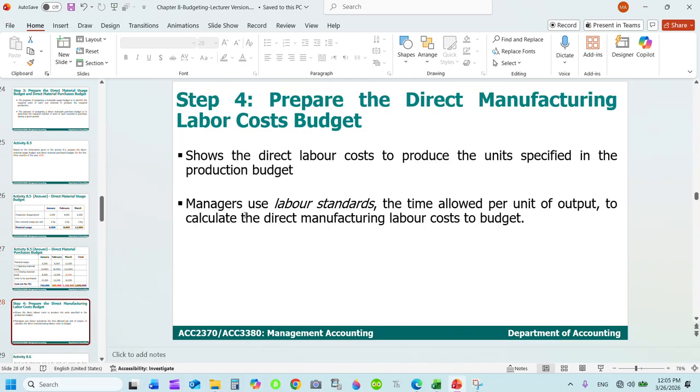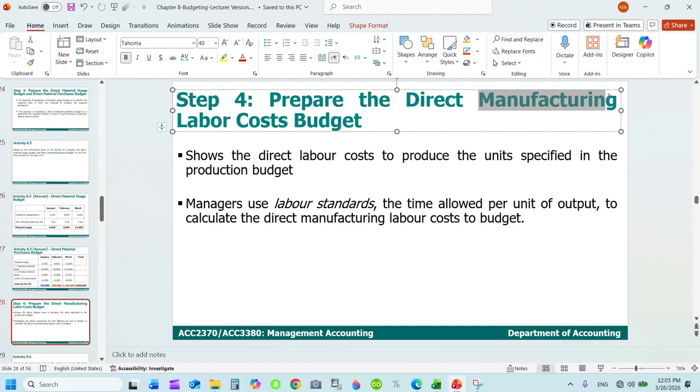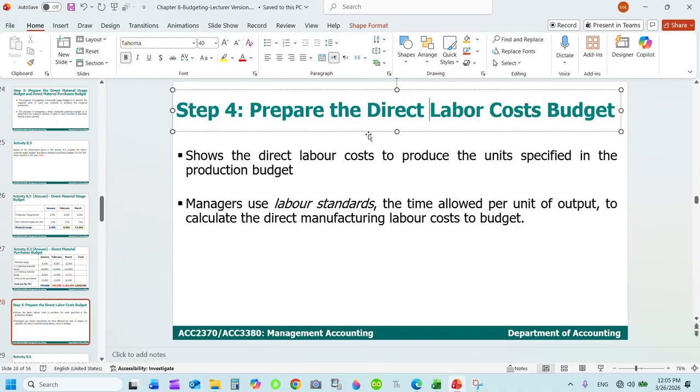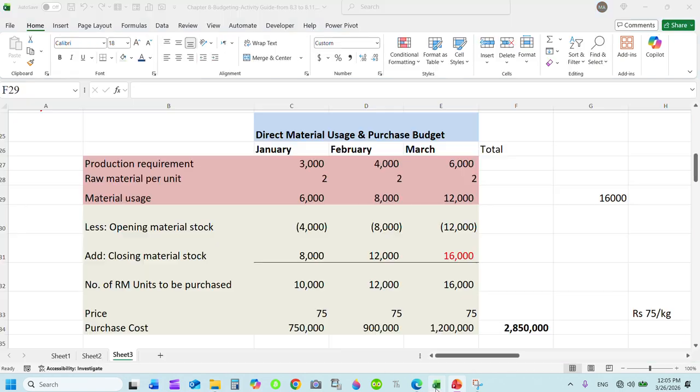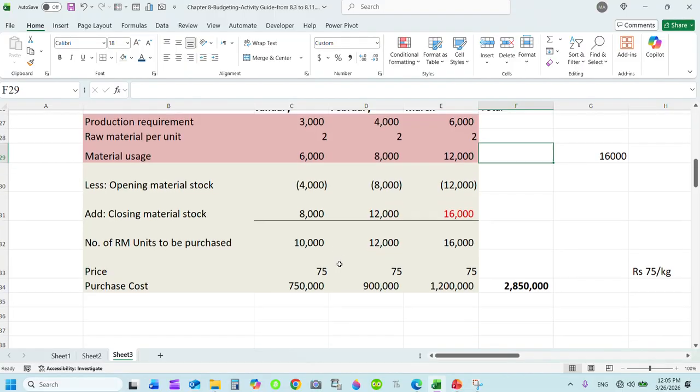Okay, next, prepare direct manufacturing labor cost budget. Direct manufacturing, no need to say manufacturing. Let's say prepare direct labor cost budget, right? Prepare direct labor cost budget. So let's now prepare the direct labor cost budget.